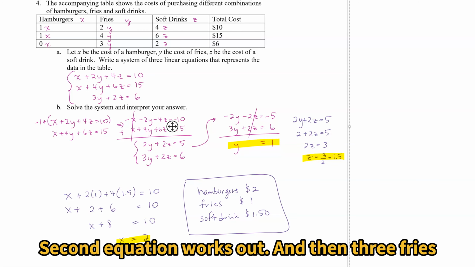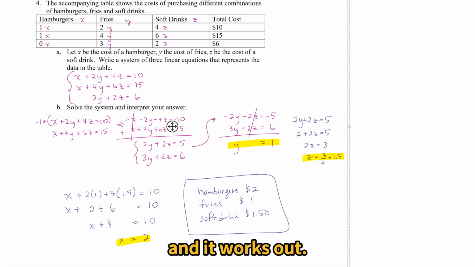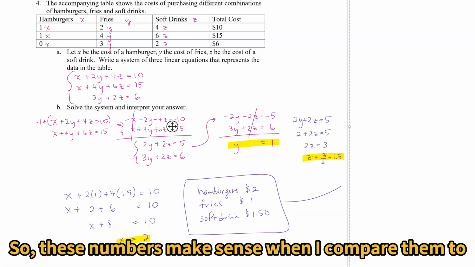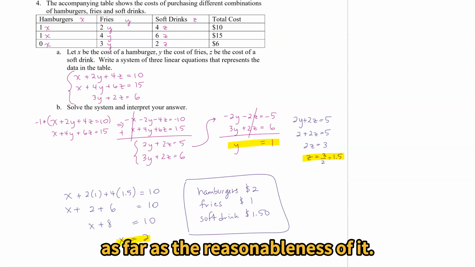And then 3 fries plus 2 soft drinks: 3 plus $3. 2 times 1.50 will give me $3. 3 plus 3 is $6. And it works out. So these numbers make sense when I compare them to what's in the table. And that's how I can check my work as far as the reasonableness of it.